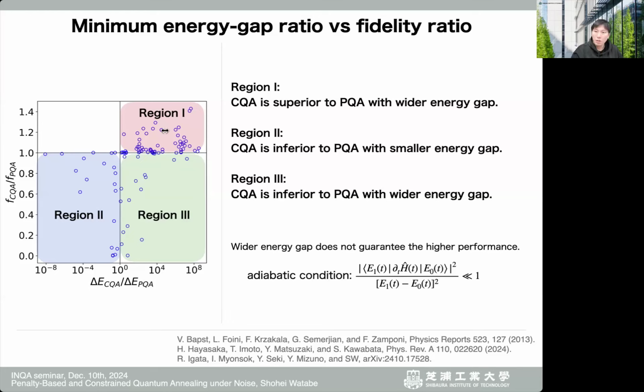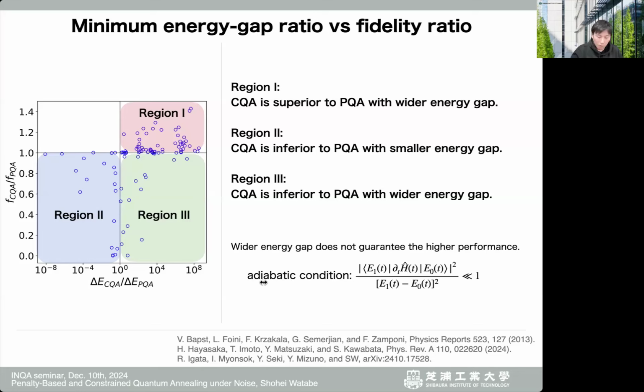So region 1 represents that the CQA is superior to the PQA with a wider energy gap. This is our expected region. And region 2 is where the CQA is inferior to PQA with a smaller energy gap. This is also what we expect. On the other hand, we can find a region that represents the CQA being inferior to PQA, even though the CQA has a wider energy gap than PQA. So this demonstrates that a wider energy gap does not guarantee higher performance.